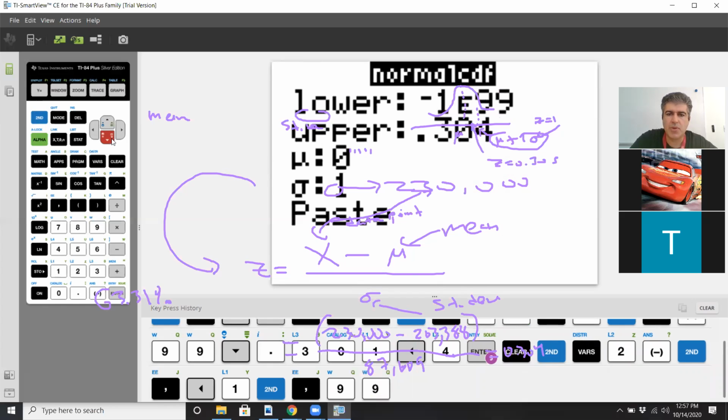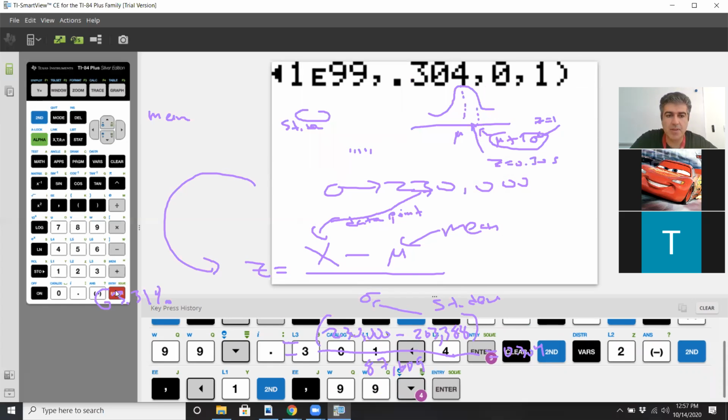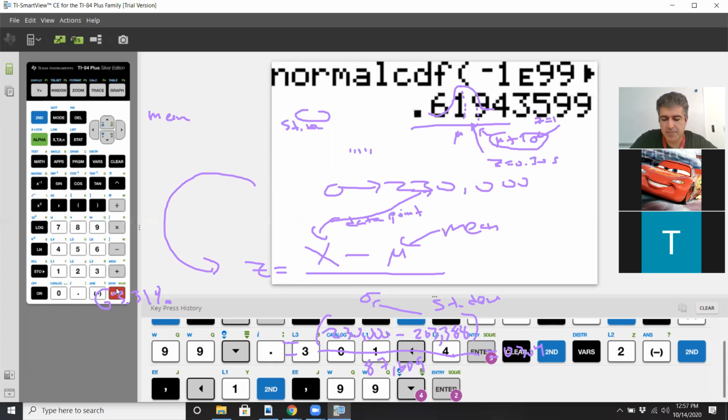Okay. Yeah, because you're going to the far left and you do a lower of -1 E99. Like you're doing several standard deviations below the mean. So there we go. And we got something kind of close to that. So that's your percentile. But still seems a little off. So let me try it one more time.